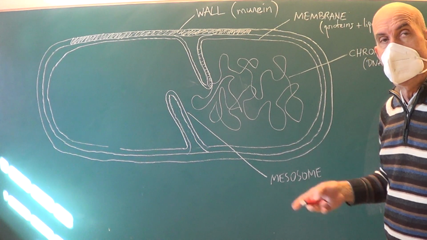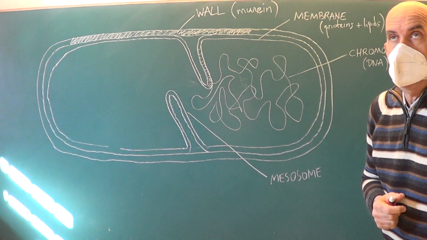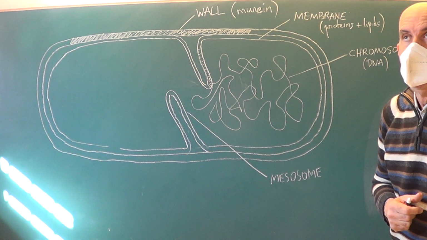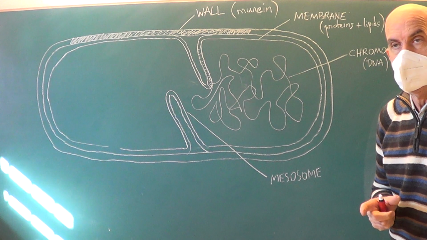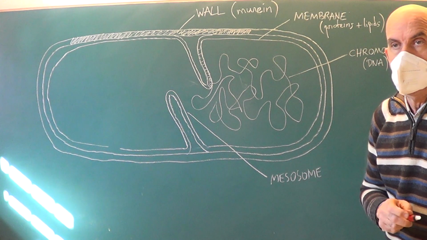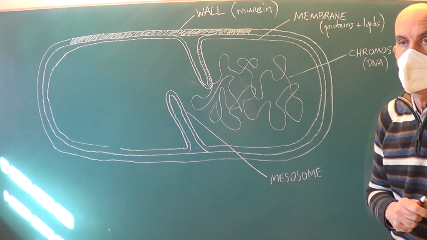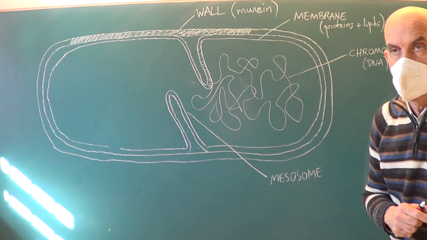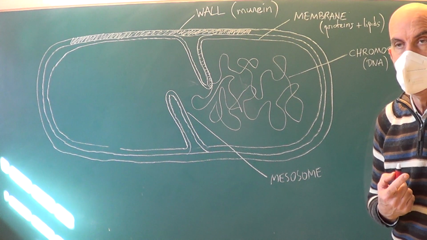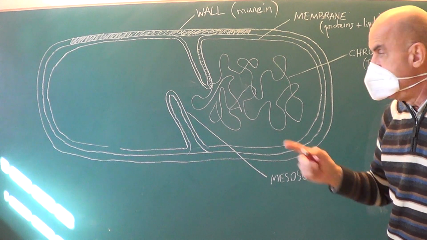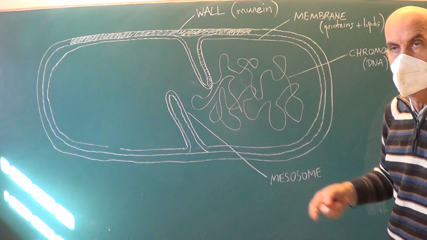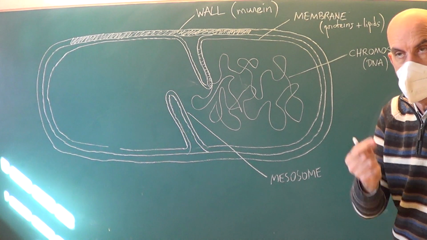So if the cell is about 1 or 2 micrometers, the chromosome is over 1 millimeter long. Un cromosoma que fa més d'1 mil·límetre de llarg. Com és possible posar un cromosoma de més d'1 mil·límetre de llarg dins una cosa que fa una mil·lèsima de mil·límetre? Bueno, sobretot que és molt fi.